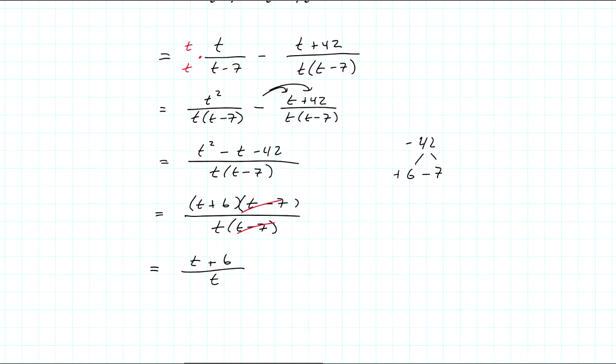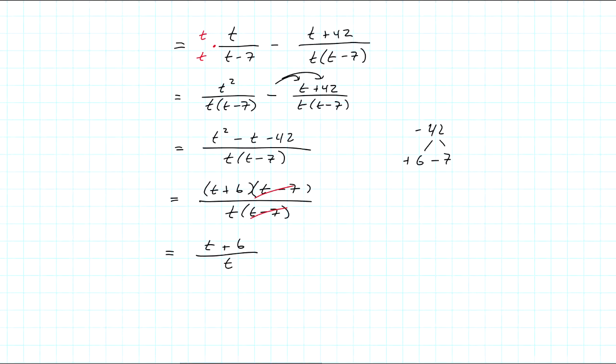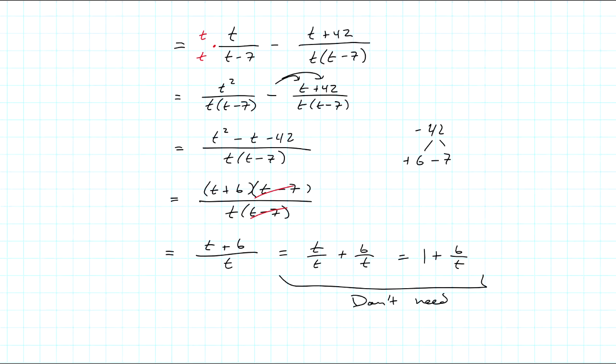And we could leave it just like that. We could also, if we wanted to, break this up as t over t plus 6 over t, and that equals 1 plus 6 over t. So that's fine, we don't have to. But it is an option.